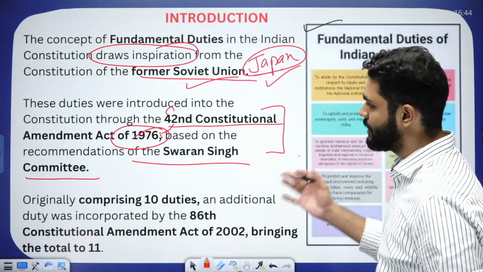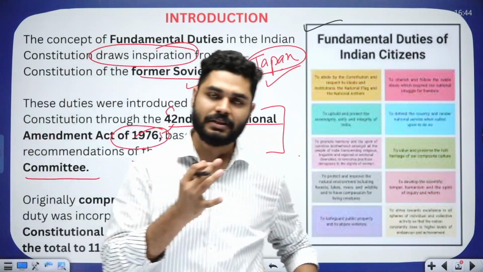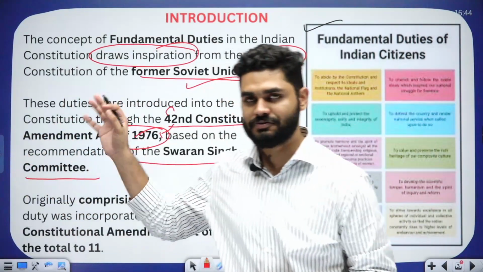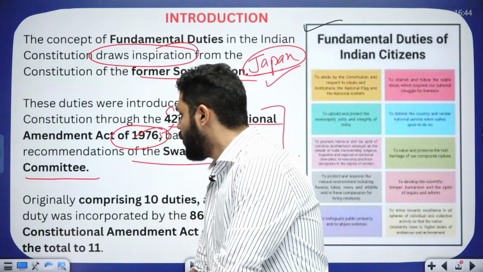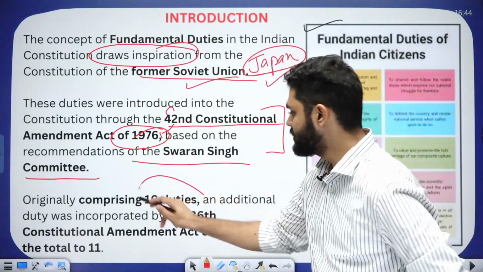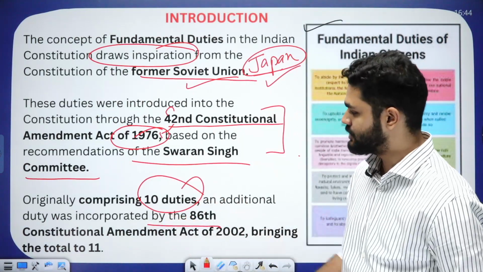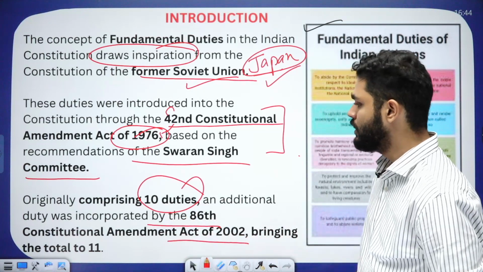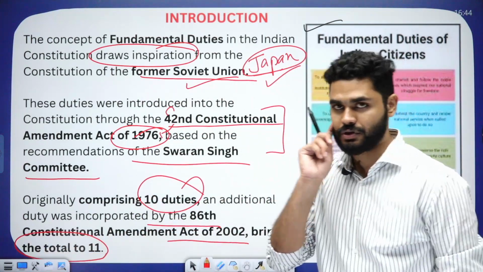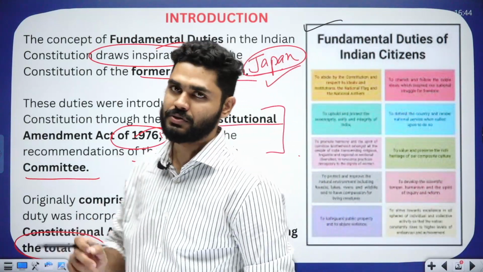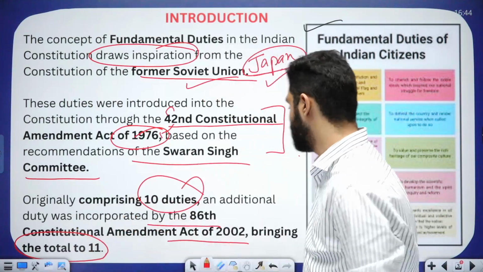And on the recommendations given by this particular committee, this fundamental duty has been incorporated in the Constitution of India. Originally comprising 10 duties, an additional duty was incorporated by the 86th Constitutional Amendment Act of 2002, bringing the total to 11 fundamental duties. This was specifically about the education of children between the age of 6 to 14.